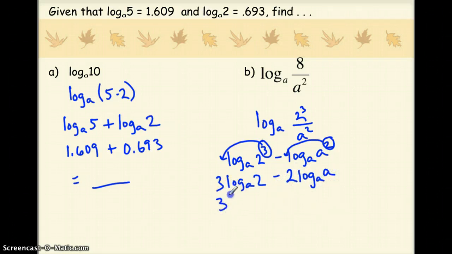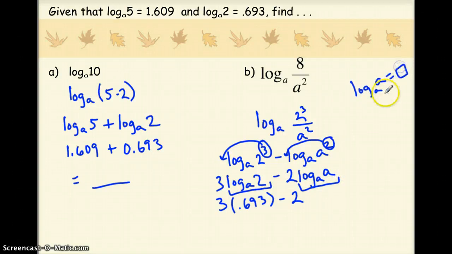All right, well, log base a of 2 is given to us. That's the 0.693. And then log base a of a, let's do that up here. Log base a of a, what does that equal? A to what power equals a? It's a 1. So you can now type this in your calculator. 3 times 0.693 minus 2.